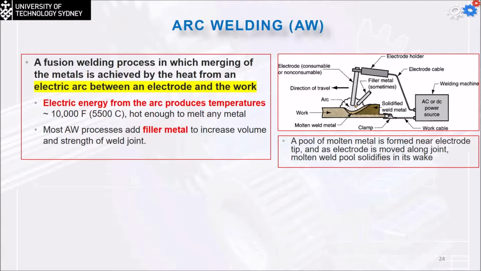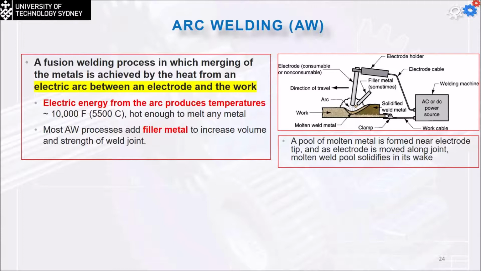Fusion welding is a process in which the merging of the metals is achieved by the heat from the electrical arc. That's why we call it the arc welding process. The electrical arc simply causes heat to flow between the electrode and the work. We can see this one is going to be negative, this will be positive, so the current will run all the time and cause the high temperature to occur. The energy from the arc produces temperatures sometimes reaching 5,500 centigrade, which is hot enough to melt any metal.